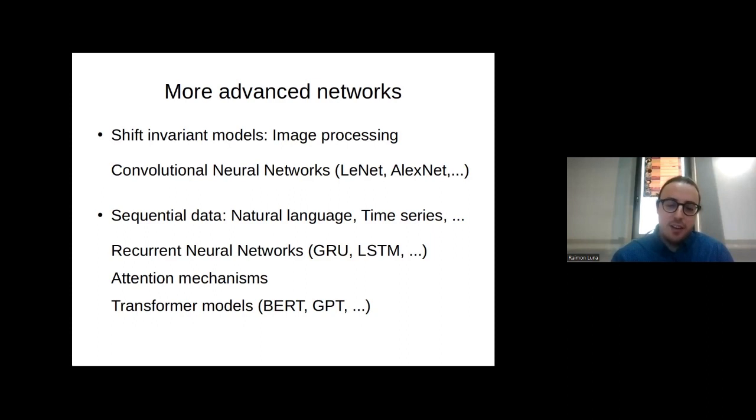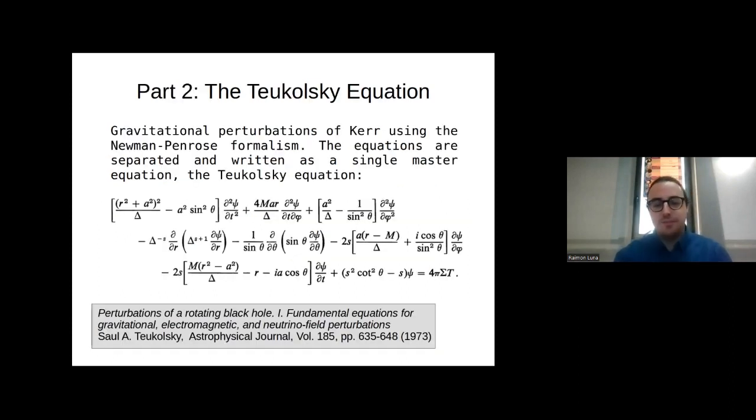And then later on, these attention mechanisms were introduced, and these led up to the transformer models, which are right now the most powerful tools for sequential data, and you have these BERT models and the very famous GPT model. Okay, so now let's go to part 2, which is applying this to physics, and in particular to the Teukolsky equation.